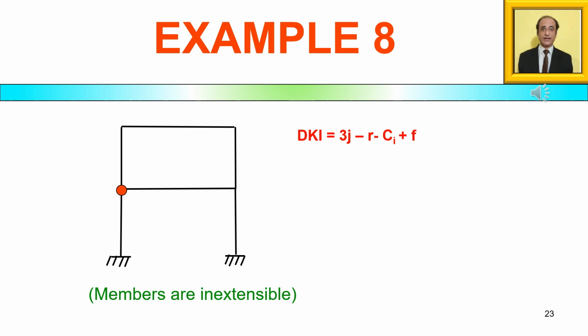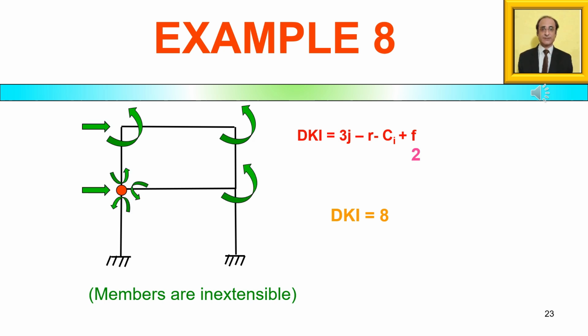Let us consider an example. For this particular plane frame with inextensible members, the number of releases is 2. The final answer for the DKI comes out to be 8. You can do this exercise yourself. And now we are finally identifying these independent displacements as shown here. 1, 2, 3, 4, 5, 6, 7, 8. So out of these, 6 are rotations and 2 are translations.